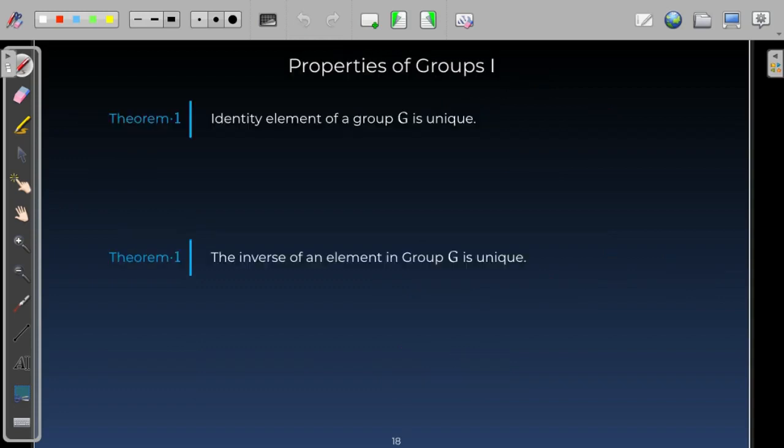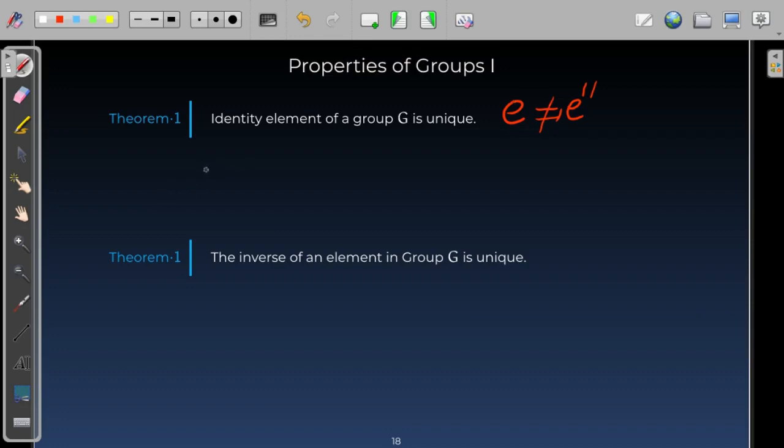Now we are going to discuss two properties of the group. These are very important properties, and the very first property is that the identity element of a group G is unique. So let's assume that it's not unique. What I mean by that is, let's assume that we have two identity elements, one is E, another is E dash, and both of these are not equal. So E is not equal to E dash. This is what we are assuming.